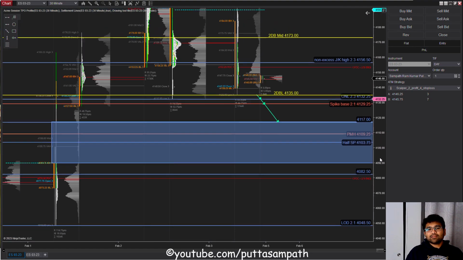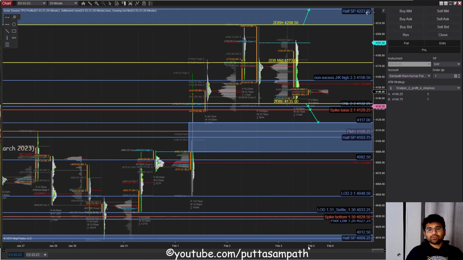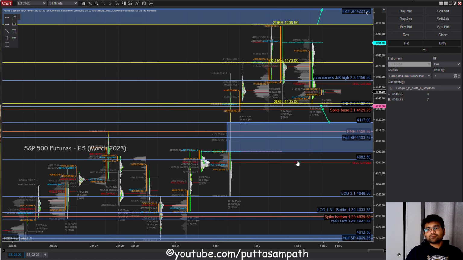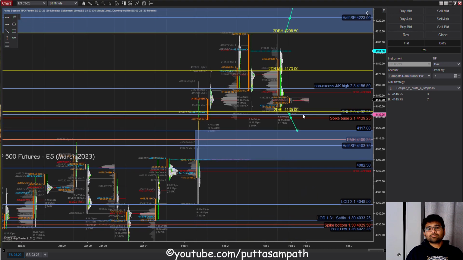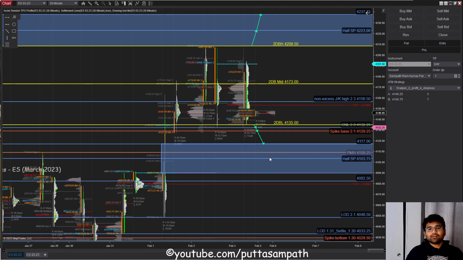And then we have many weak levels that formed during this sharp rally, so keep an eye on those. Breakout or breakdown, and you just want to be in that direction.